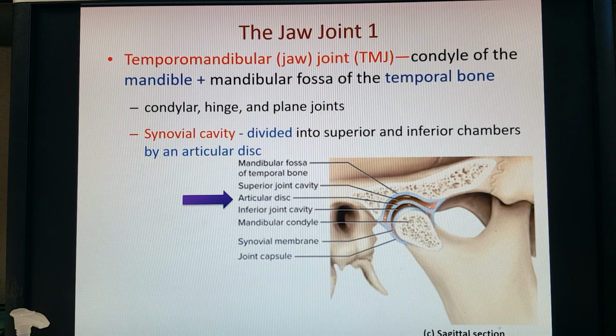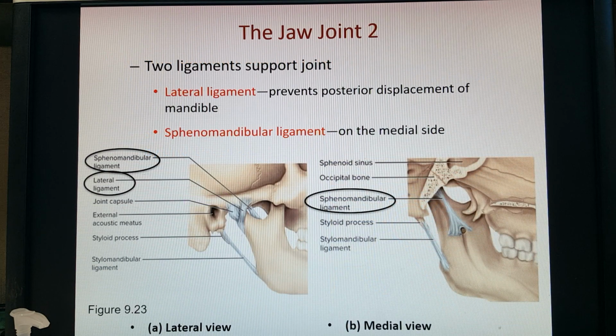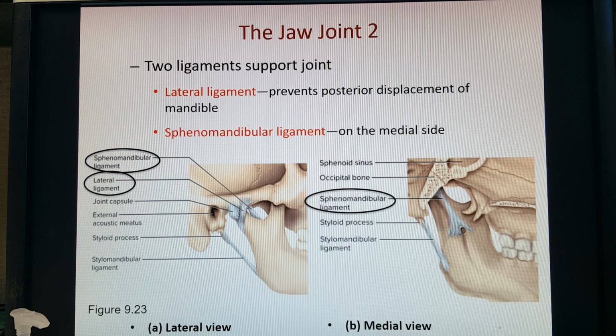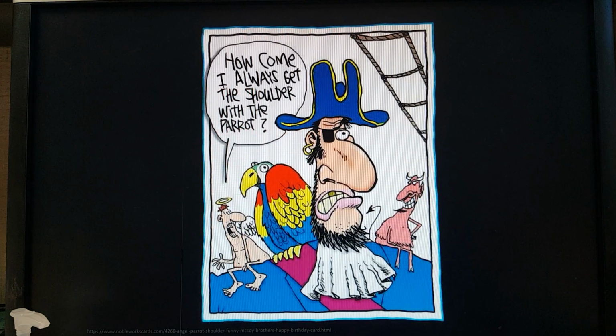So again, it has a lot of usage dealing with talking, breathing, eating, so you need that extra structural support. Some of the joints also have extra slides talking about other things that help put the joints together, but what I just showed you with the charts is what you need for the exam. So there are other ligaments that help support it.